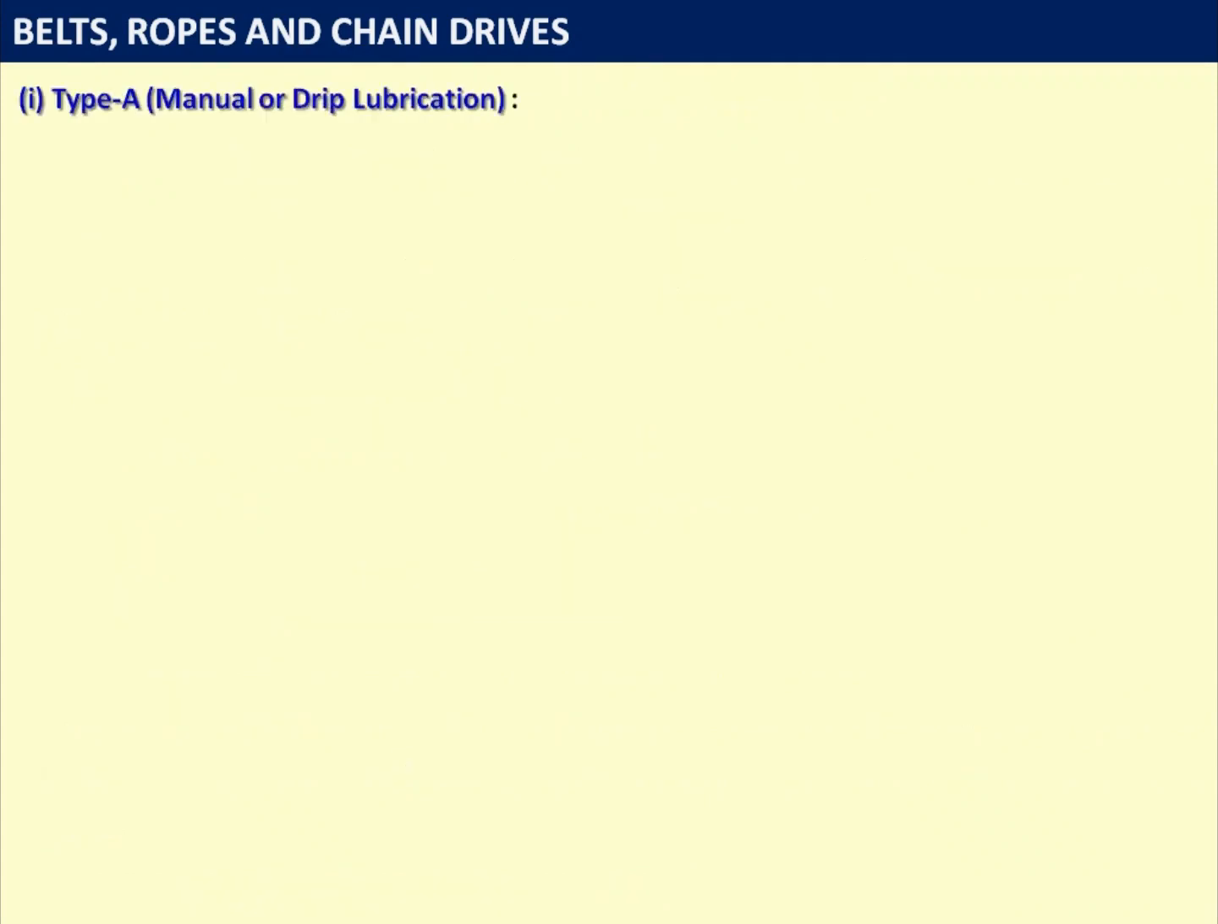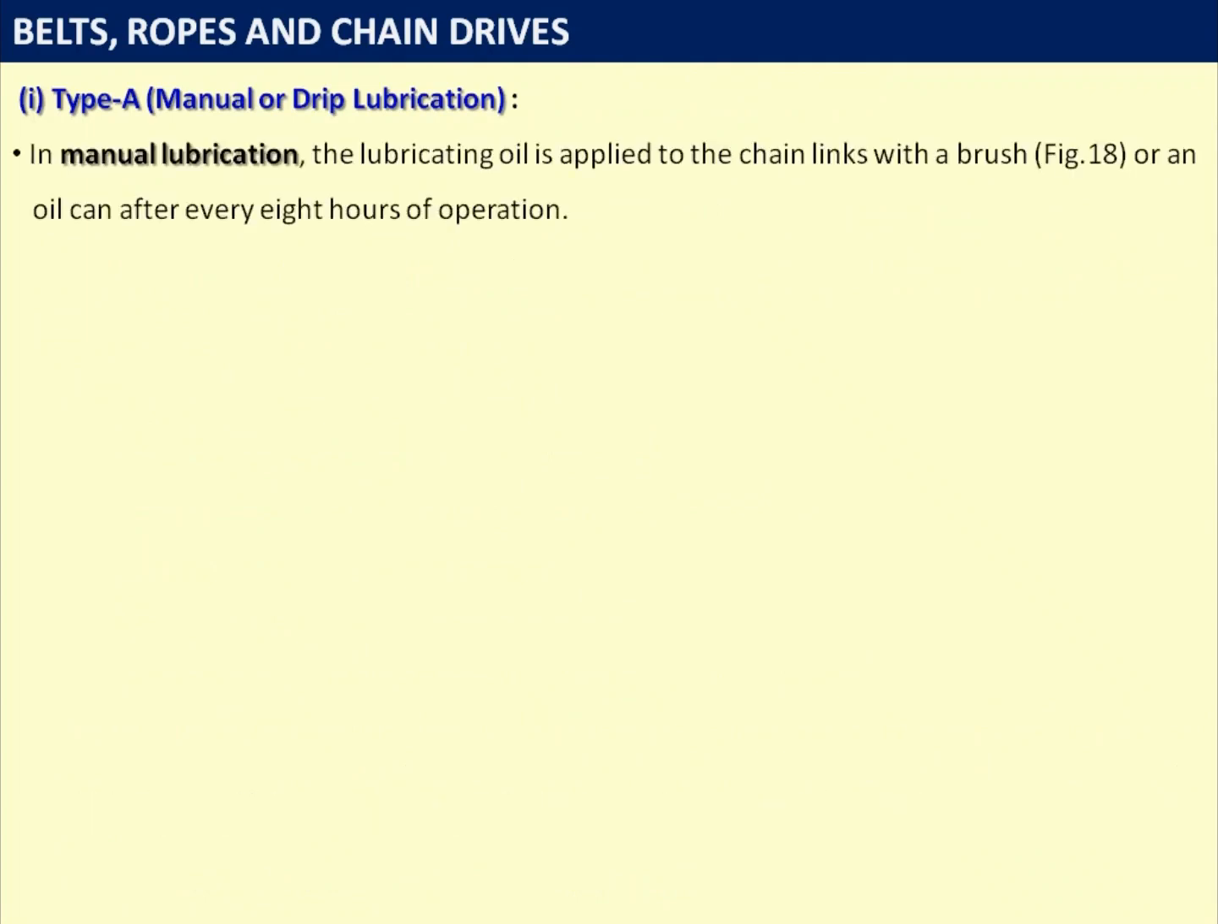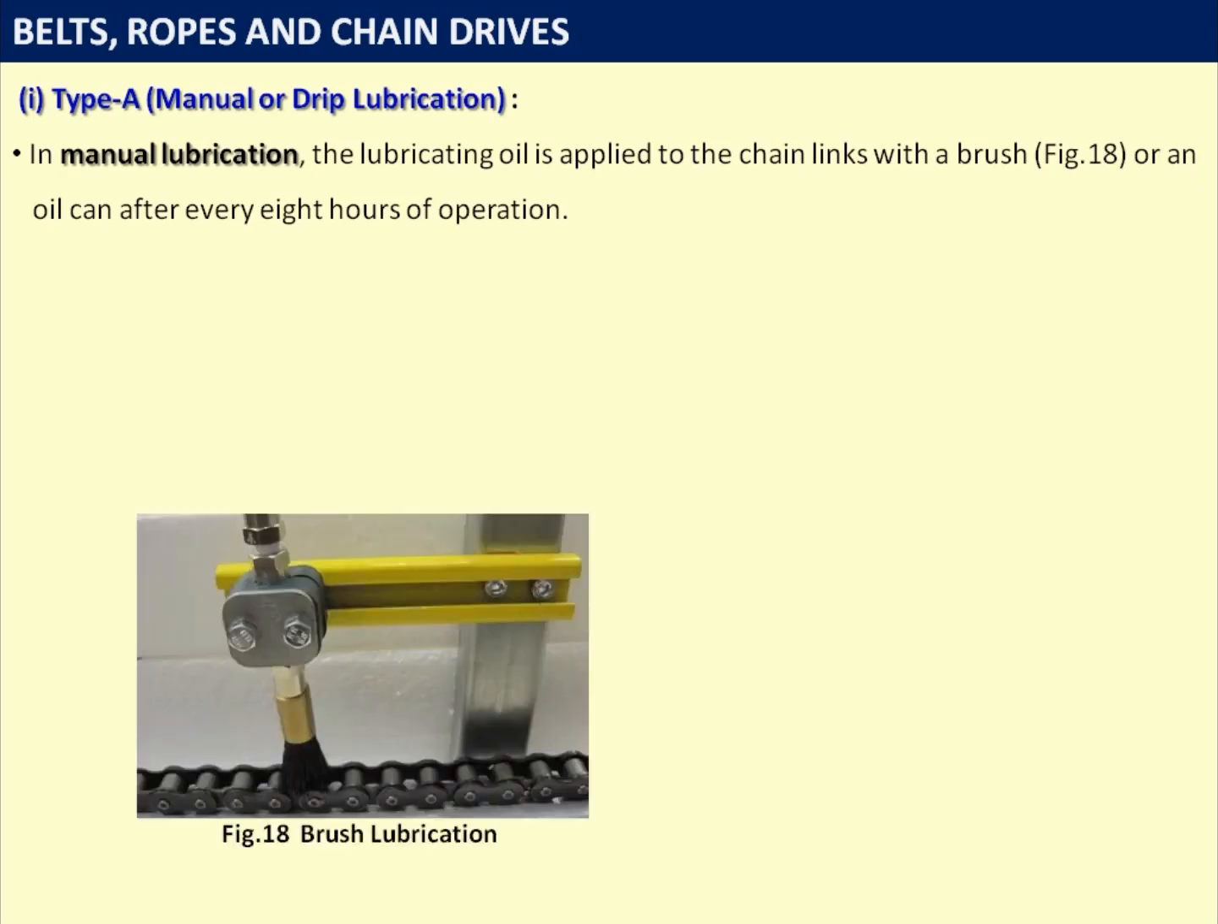First, type A, which is manual or drip lubrication. In manual lubrication, the lubricating oil is applied to the chain links with a brush or an oil can after every 8 hours of operation. This figure shows the brush lubrication where the lubricant is applied with the help of an arm holding a brush over the surface of the chain.